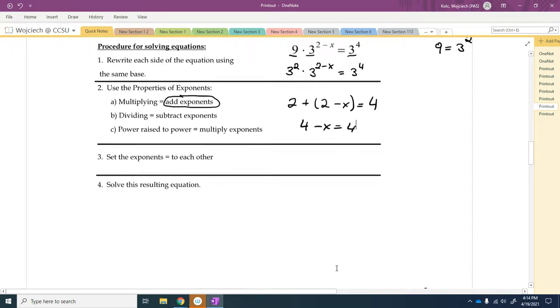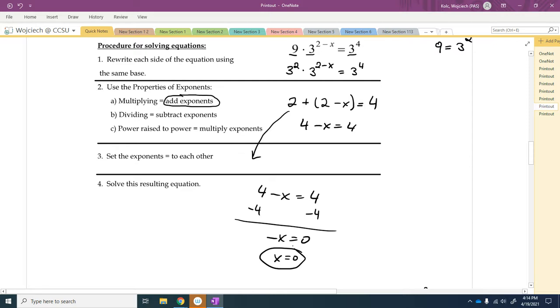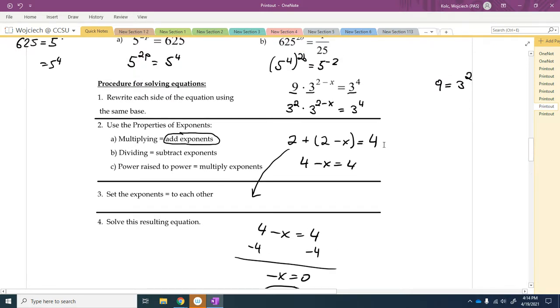Okay, and set the exponents equal to each other. So technically this step should go here. And now how do I solve it? So 4 minus x is equal to 4. How do I solve it? I do minus 4 on both sides. So you get negative x is equal to 0, which means x is equal to 0. So this equation works when x is equal to 0.